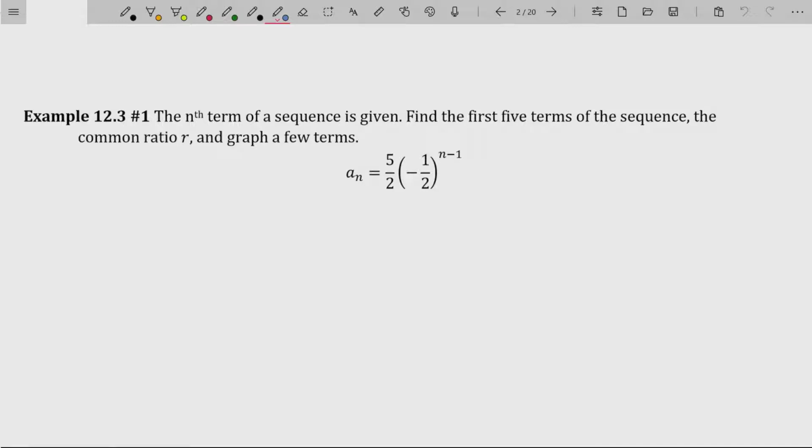We'll graph them by hand. But then I'm going to showcase what this looks like using Desmos, because it's kind of important to know how to use Desmos in these situations. All right, so the first 5 terms. Well, that's not too terrible.